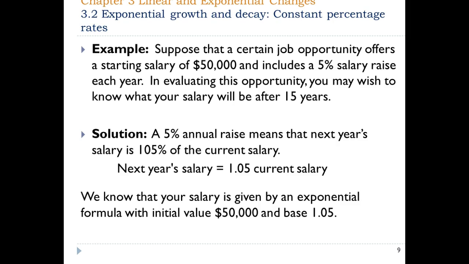Solution. A 5% annual raise means that the next year's salary is 105% of the current salary. Next year's salary is 1.05 times current salary. We know that our salary is given by the exponential formula with an initial value of 50,000 and the base is 1.05. We can plug these values into the formula.